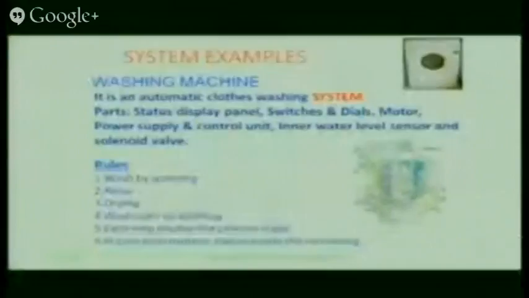Rules of a washing machine: you will have spinning action, rinsing and drying, all these operations. These are the rules, and accordingly it will work. And if there is an interruption, it will save that status, and next time when you switch on, it will complete the remaining tasks.